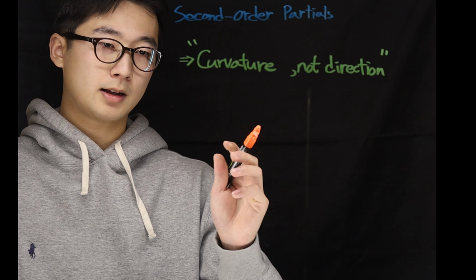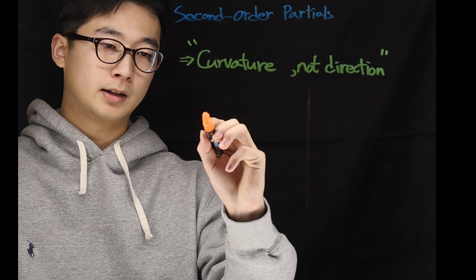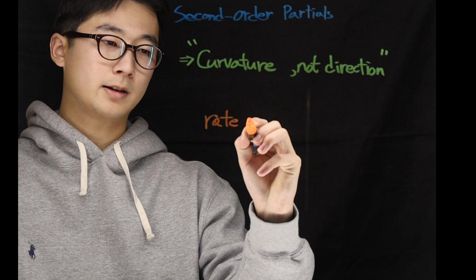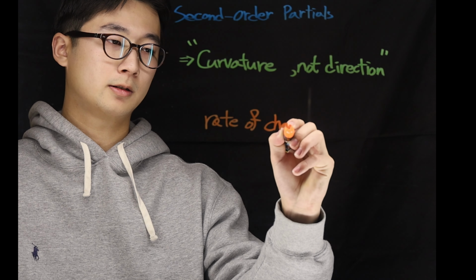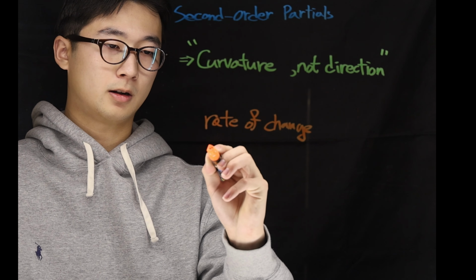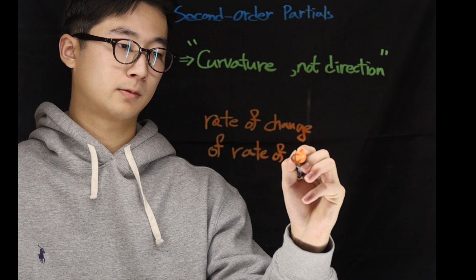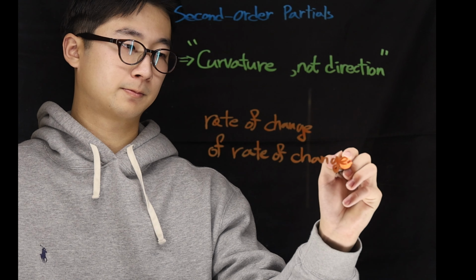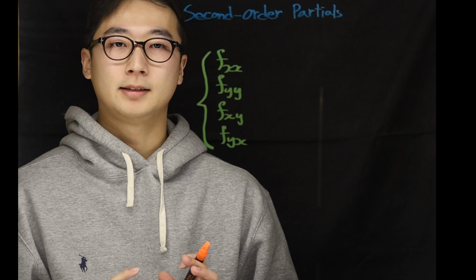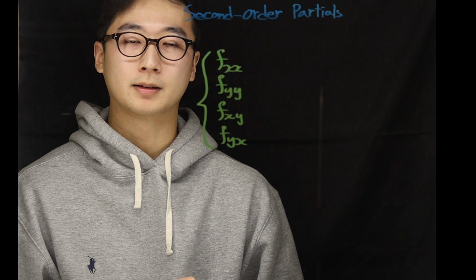And second-order partial derivatives describe how the linear approximation itself changes. So it's about, I would say, rate of change of rate of change. Now let's talk about them mathematically.